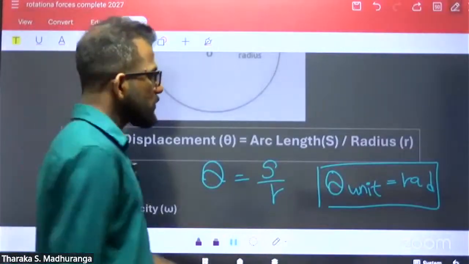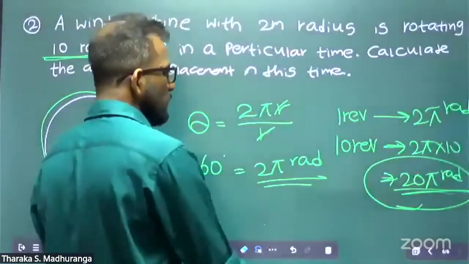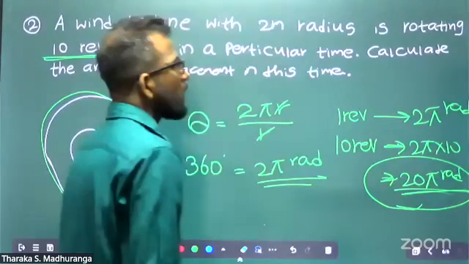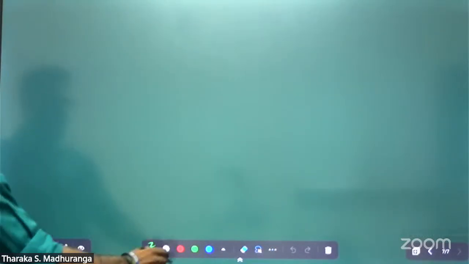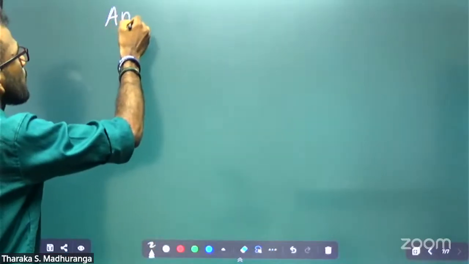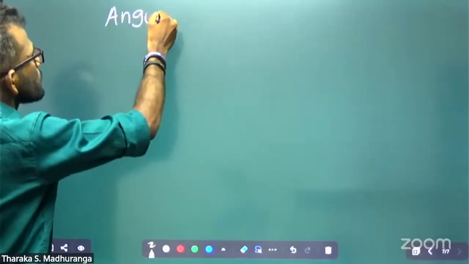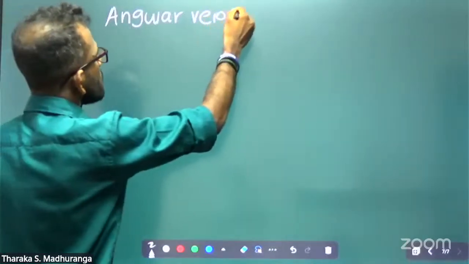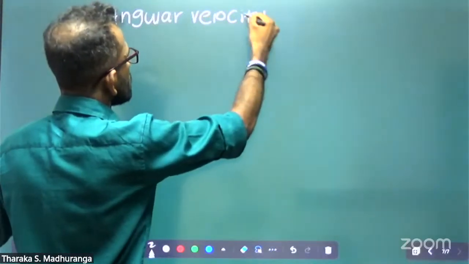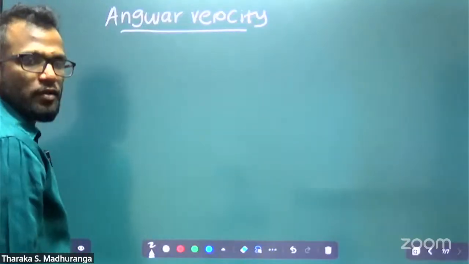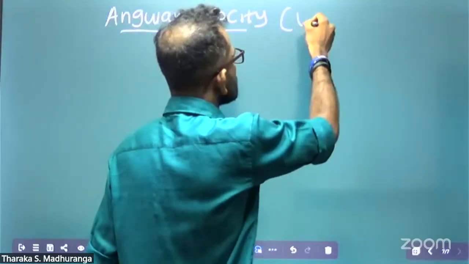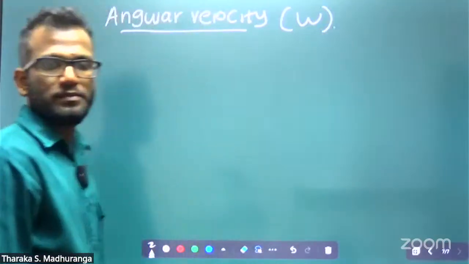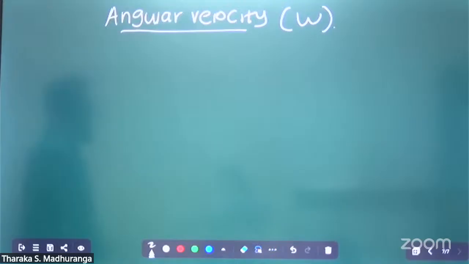Okay, come to our topic number 2, angular velocity. Angular velocity, what's the symbol? It is omega. Angular velocity is omega.